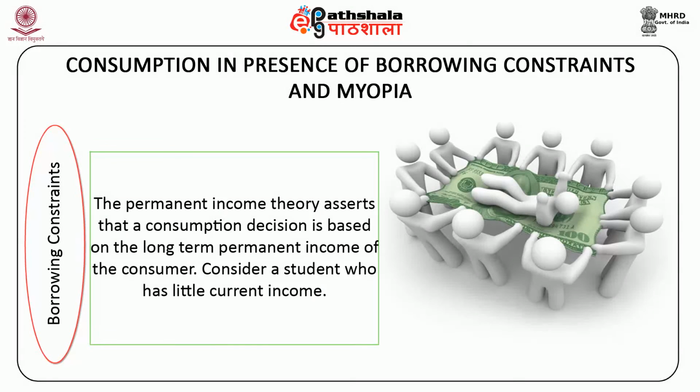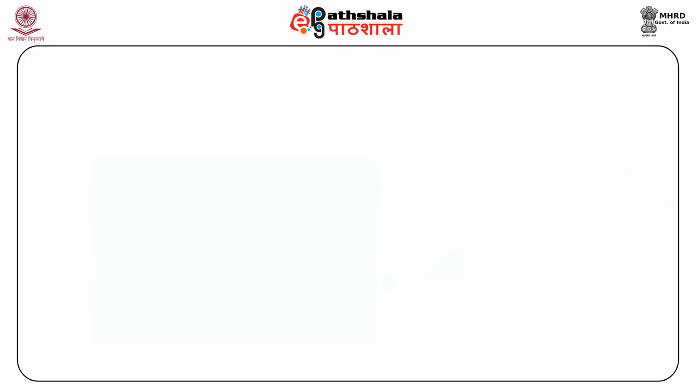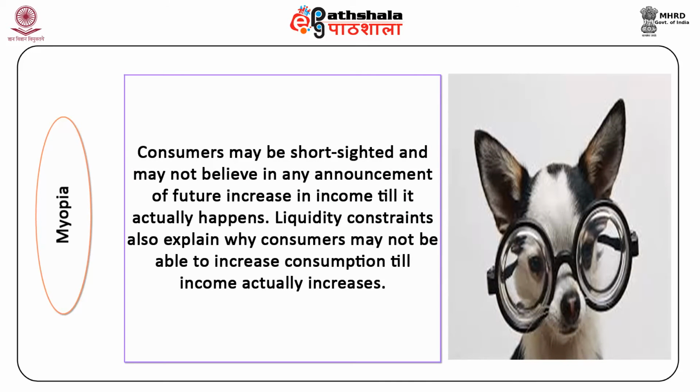This may be an important reason why the view that current consumption is more dependent on current income rather than permanent income finds greater support in the empirical literature. It provides support to the Keynesian absolute income hypothesis. Myopia. Consumers may be short-sighted and may not believe in any announcement of future increase in income till it actually happens. Liquidity constraints also explain why consumers may not be able to increase consumption till the income actually increases.